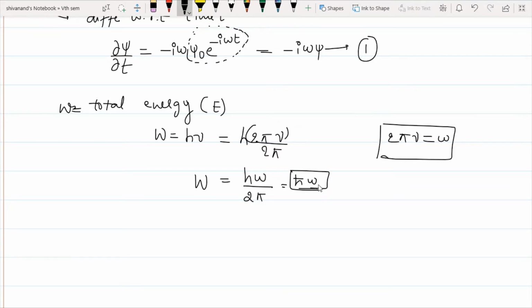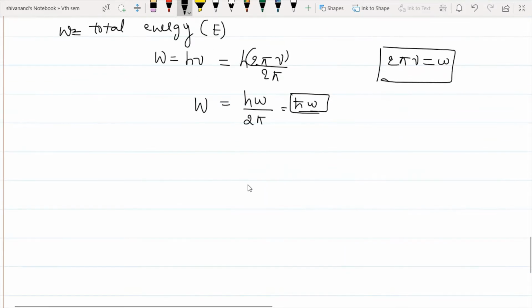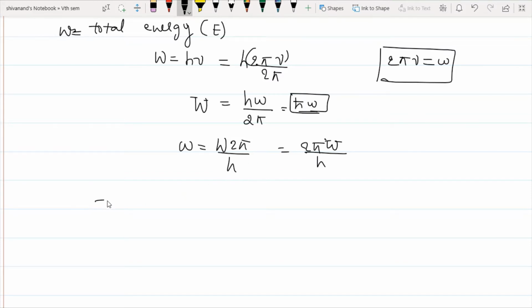Now this omega can be extracted as W into 2 pi divided by h, that is 2 pi W divided by h. So this is omega in terms of total energy. Also we know that minus i is equal to minus i square divided by i, which can be written as 1 by i.